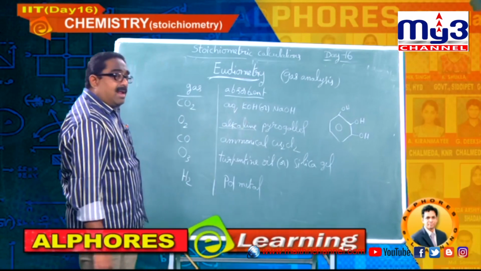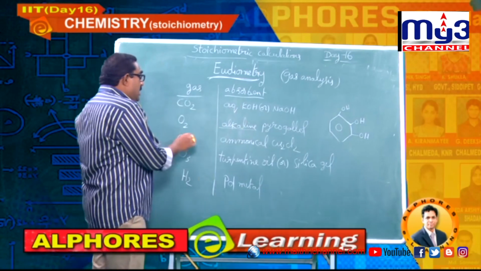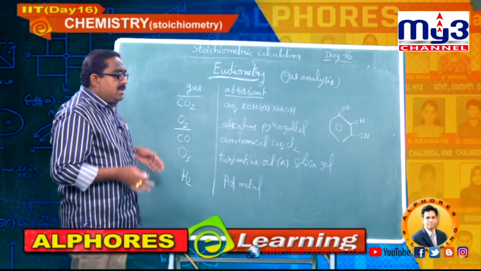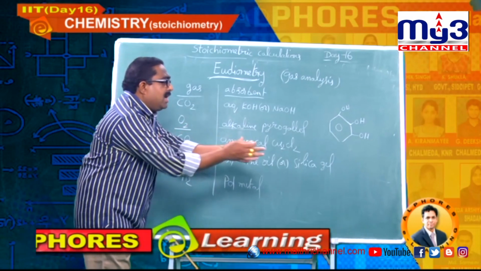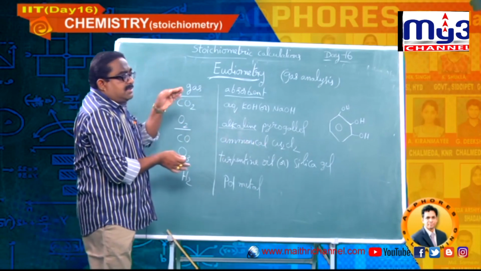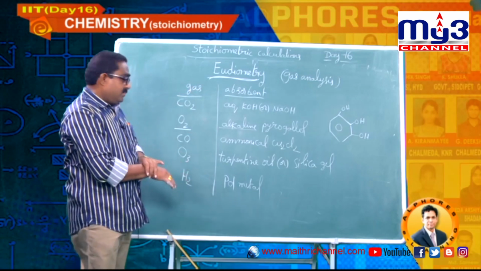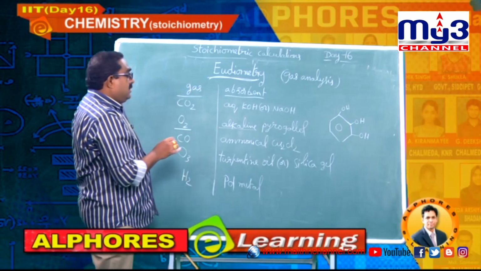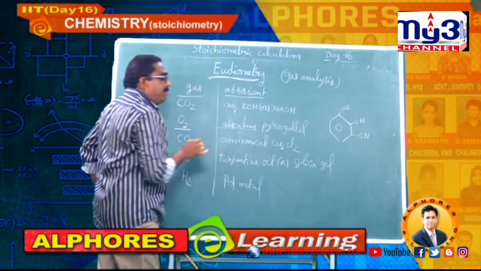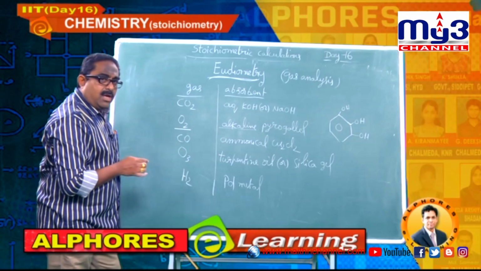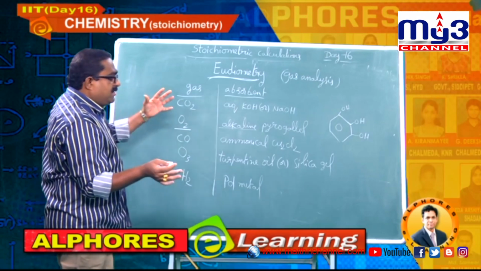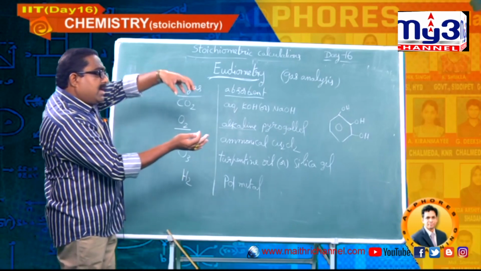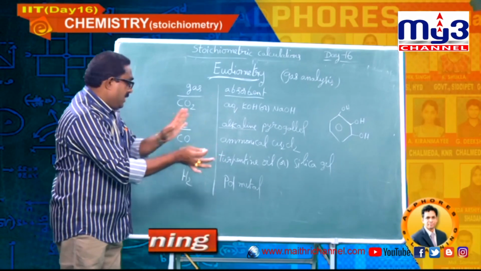Basic alkaline pyrogallol is used to absorb oxygen gas from the gas mixture. It means the gas mixture you should pass through the alkaline pyrogallol, where the oxygen will be absorbed automatically. Next, to absorb carbon monoxide, we are going to use ammoniacal cuprous chloride solution. If the mixture of gases contains carbon monoxide, it is going to get absorbed into the ammoniacal cuprous chloride.